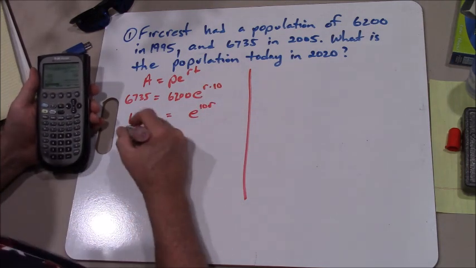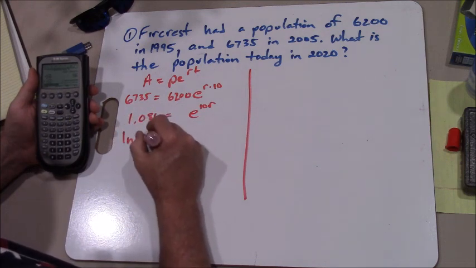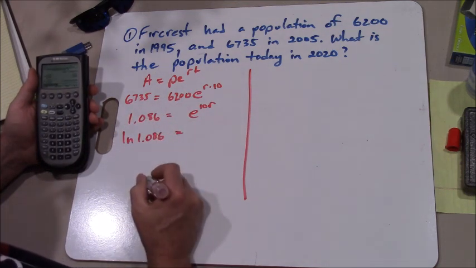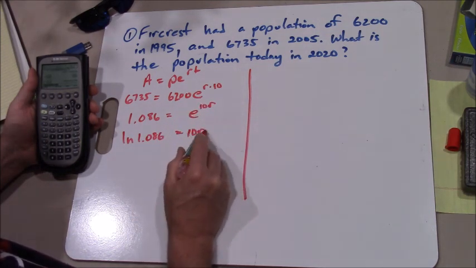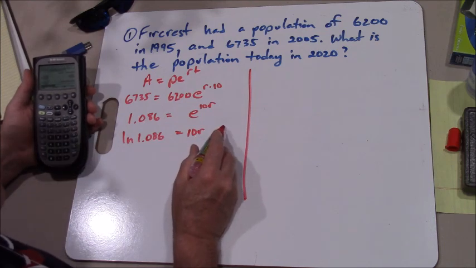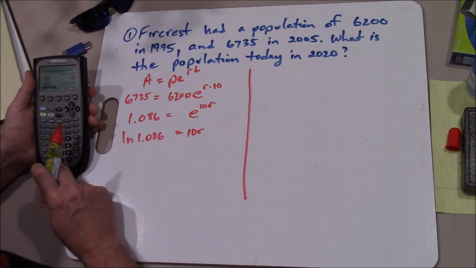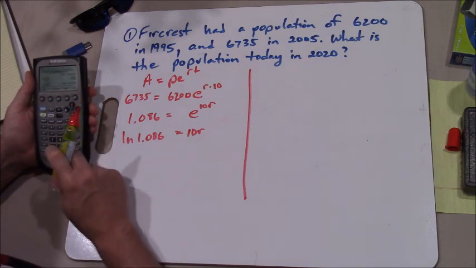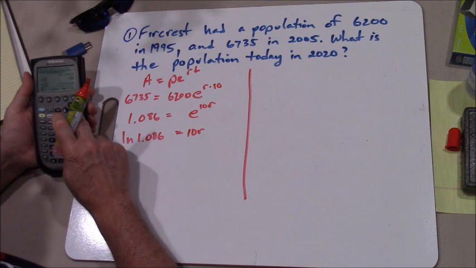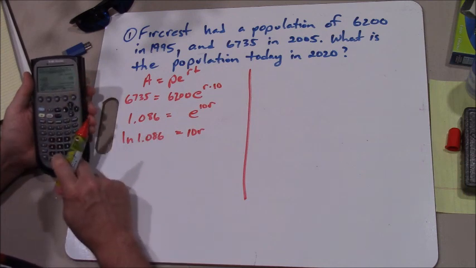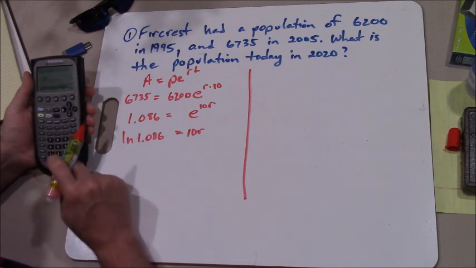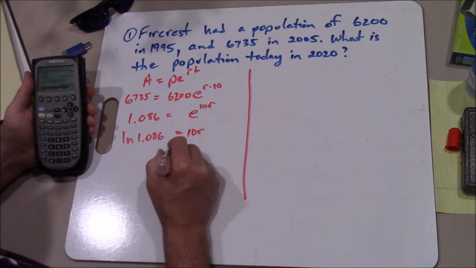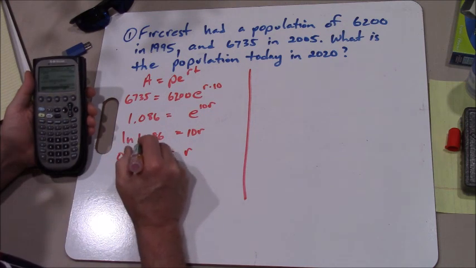Now I'll take the natural log of both sides. So the natural log of 1.086 is going to equal, when I take the natural log of this, I'll bring that 10r down in front. I'll still have times natural log of e, but that's just 1. And so now I just have to divide by 10. So natural log of that number divided by 10, and I get r equals 0.0083.